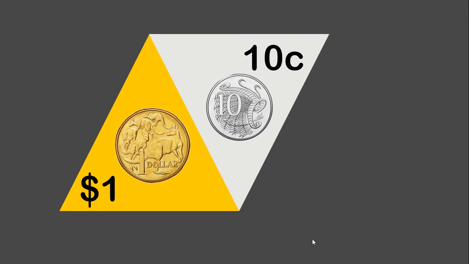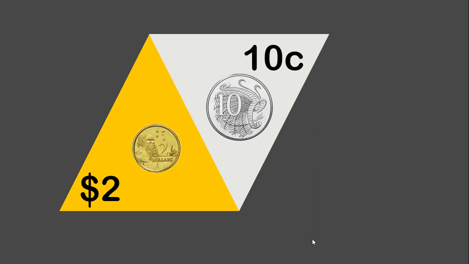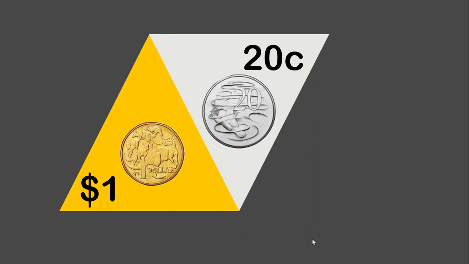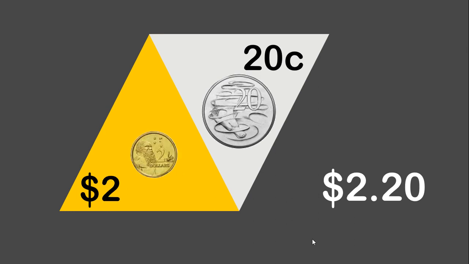All right, here we're going to look at each coin and break it down. So we have a $1 coin and a 10-cent coin, and that's shown as $1.10. And remember, we have that decimal point which separates the dollar amount and the cent amount. And here we have $2.10. The next amount is a $1 coin and a 20-cent coin, $1.20. And our $2 coin and our 20-cent coin, which is $2.20.